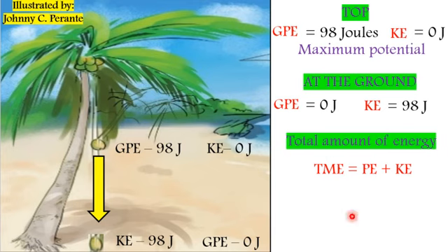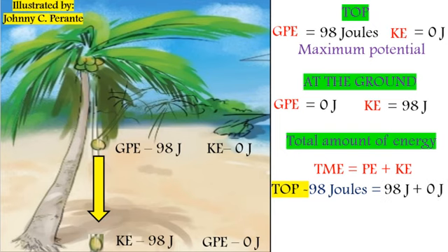So gravitational force is an example of what we call conservative force. So at the top, we can say that the total amount of energy is 98 joules, and that is equal to the sum of PE and KE. So, PE at the top is 98 joules. KE at the top is 0. So, 98 plus 0 is equal to 98 joules. So, 98 joules is the total amount of energy at the top.